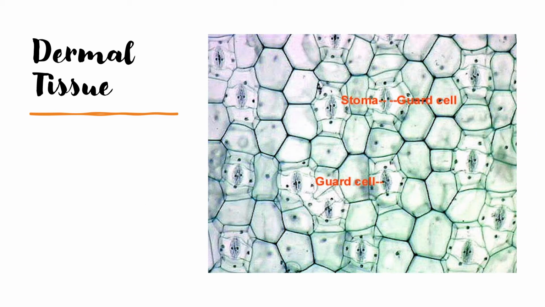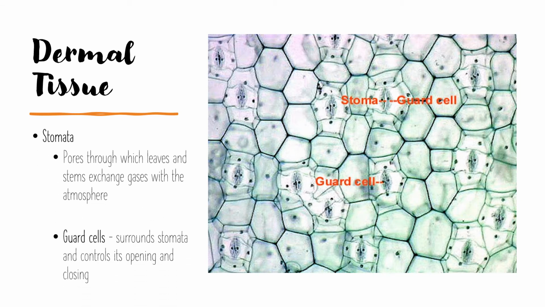Okay, so the cuticle is impermeable not only to water but also to gases such as oxygen and carbon dioxide. Now the question is, how do these gases pass through the cuticle? The answer is the stomata, or in the singular, the stoma. I hope you can still remember the function of the stomata in photosynthesis because this is an important part of the plant. Now, the stomata are pores through which leaves and stems exchange gases with the atmosphere.